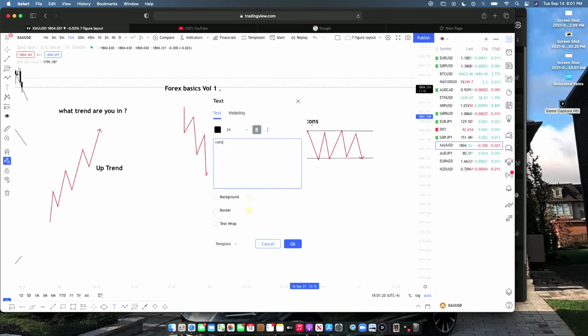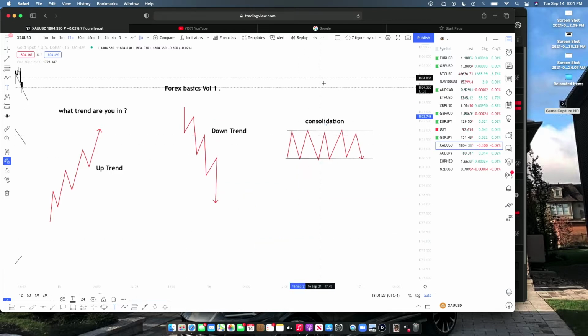So guys, a brief example of consolidation. Honestly, guys, it's just moving sideways, and you really want to know exactly what direction it wants to go. So honestly, what I tell people that I teach how to trade, if you see consolidation, I honestly stay away from it.